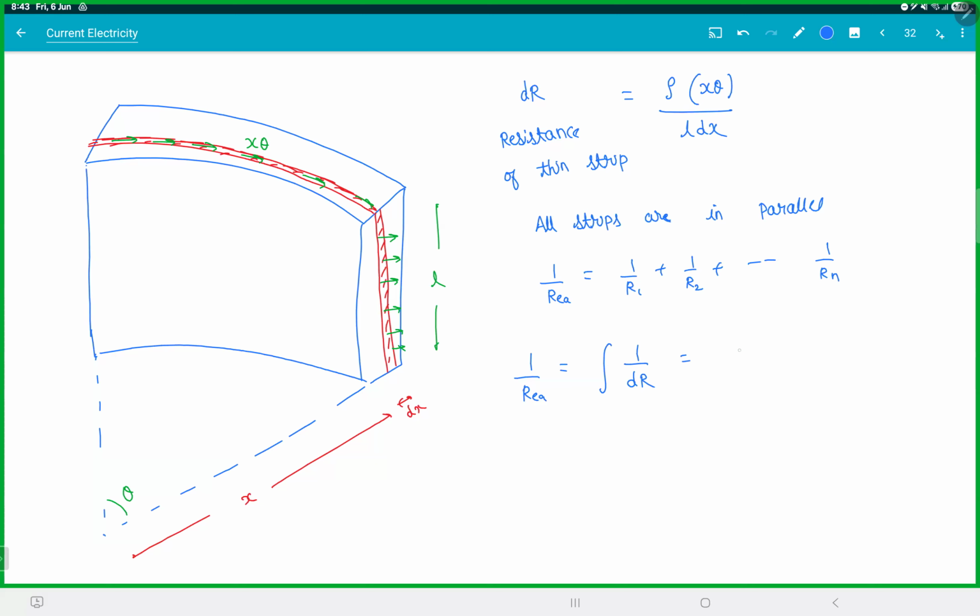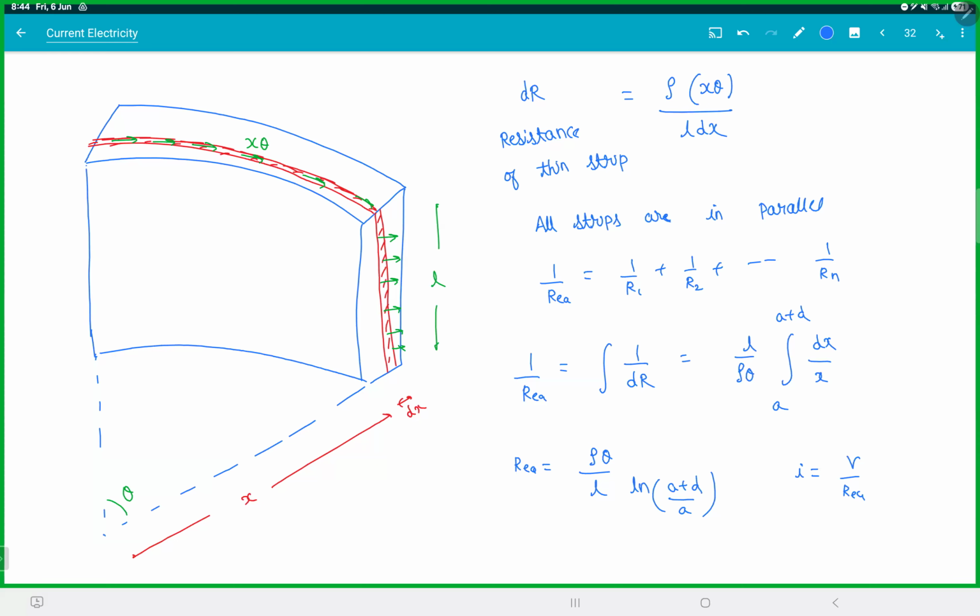So this guy will be how much? L by rho theta integral dx by x. Limits will go from a to a plus d. So this will give me R equivalent is equal to rho theta by L ln a plus d by a. I think I wrote it reversed. Yeah, reverse. Ln a plus d by a. This is your R equivalent, and current is how much? V by R equivalent. There, I got the current.